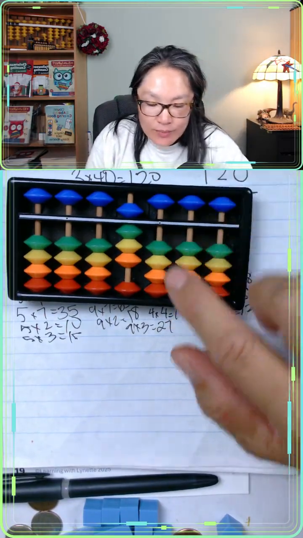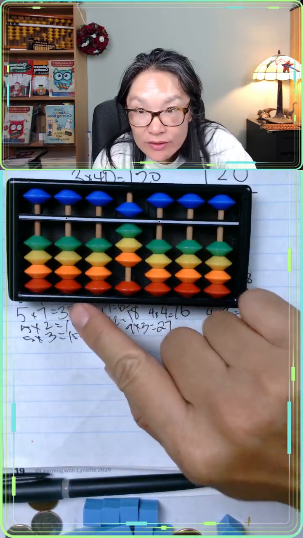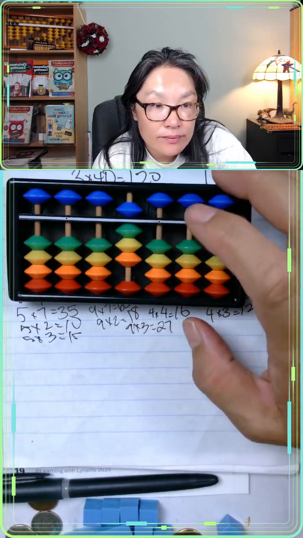How can I see it? Because I remember that every column is a place value. We have our ones, our tens, hundreds, thousands, and 10,000s. There we go.